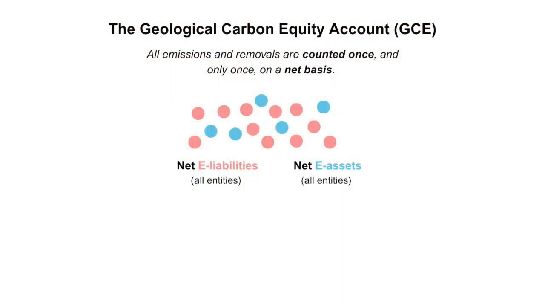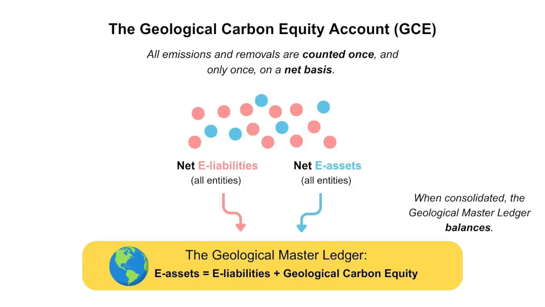So if you added up all the e-assets on a net basis of all the unconsolidated, that is to say, arm's length entities of the world, and you added up all of the e-liabilities across all the unconsolidated entities across the world, you would put that on a geological master ledger. And then you take that geological carbon equity account and you put that on the geological master ledger, and guess what? It balances. Of course it balances. Assets equal liabilities plus equity. That is the fundamental accounting equation operating at the only place that it matters, which is at the geological scale.